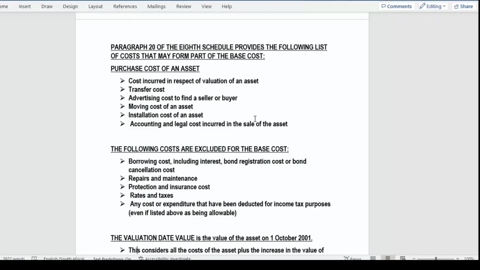All right. So sometimes they're going to give you a scenario that has a base cost, and they're going to intentionally give you some costs that are supposed to be excluded from that. So you just need to be very careful when it comes to that. What's going to happen is they'll give you how much the cost of an asset is, and probably they'll just say transfer cost is this, moving cost is this, and protection and insurance cost or rates and taxes on that cost is this. So if you add them together, it's going to give you the final amount, which is incorrect because those are the excluded cost.